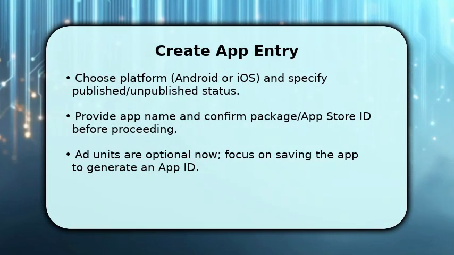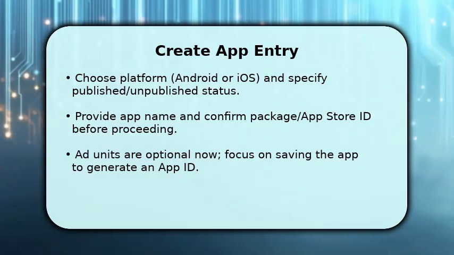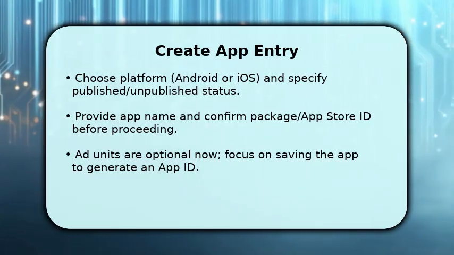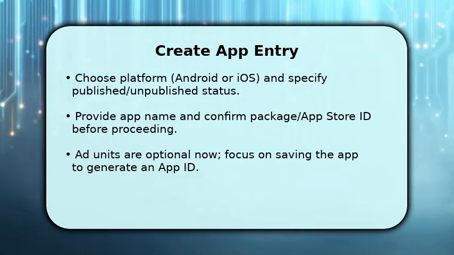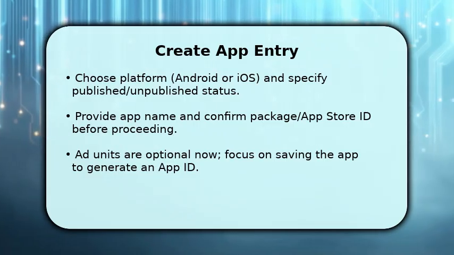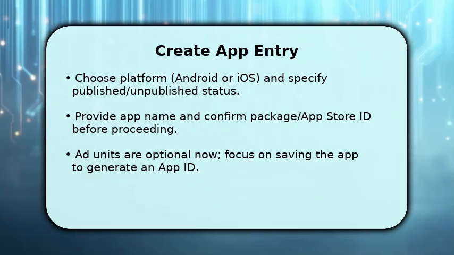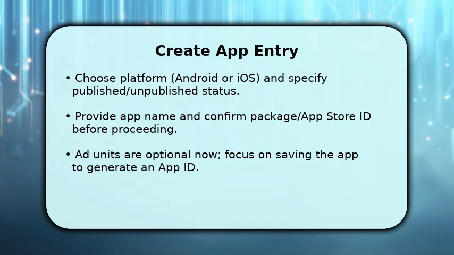Now you create the app entry inside AdMob. Select the correct platform and confirm whether the app is already published, because that affects how you reference it. Enter the exact app name and verify the package name or App Store ID. Mismatches cause later errors. Then save the app.